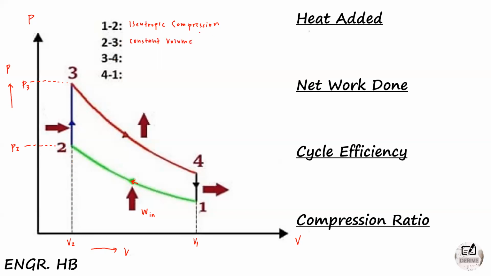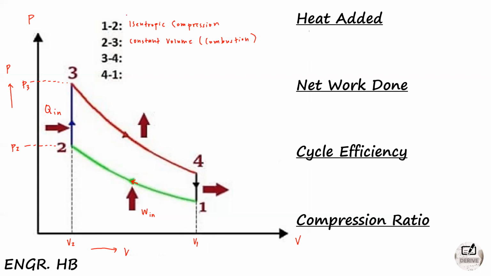So, diyan nagaganap ang combustion. At nabanggit na rin natin na diyan nagaganap ang combustion. Of course, may arrow diyan from 2 to 3. So, that represents the Q in. So, sa iba, QA. So, pwede rin Q in. Ibig sabihin, input heat. Or diyan nagaganap yung combustion.